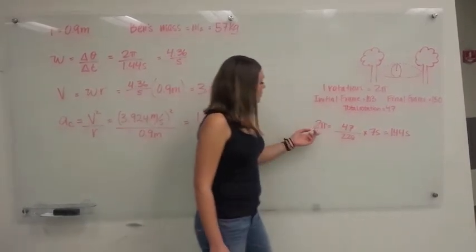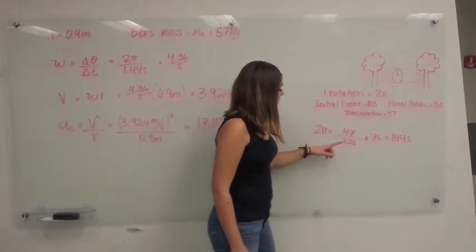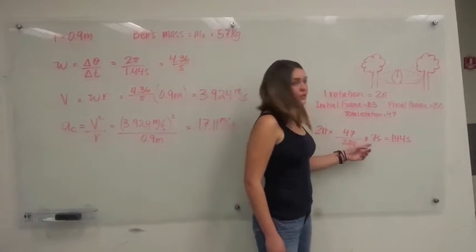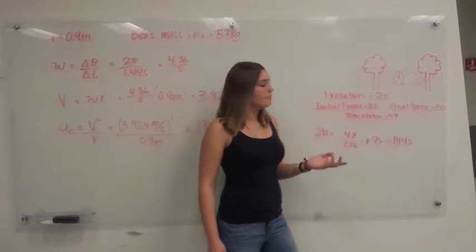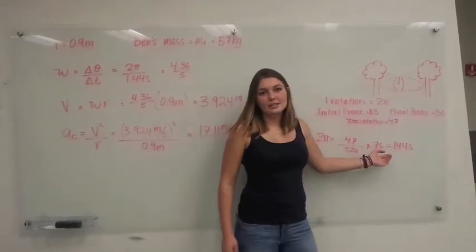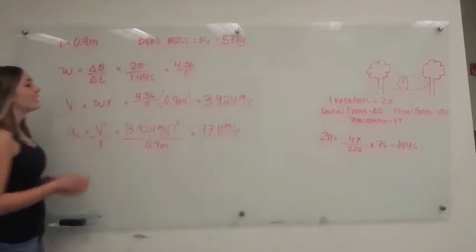For our calculation, we found that 2 pi, which is one circle, was 47 frames divided by the 228 frames of the whole video. Then we multiplied that by 7 seconds, because that was the time of our total video, and we found that one rotation took 1.44 seconds. Then we took that for our calculations over here.